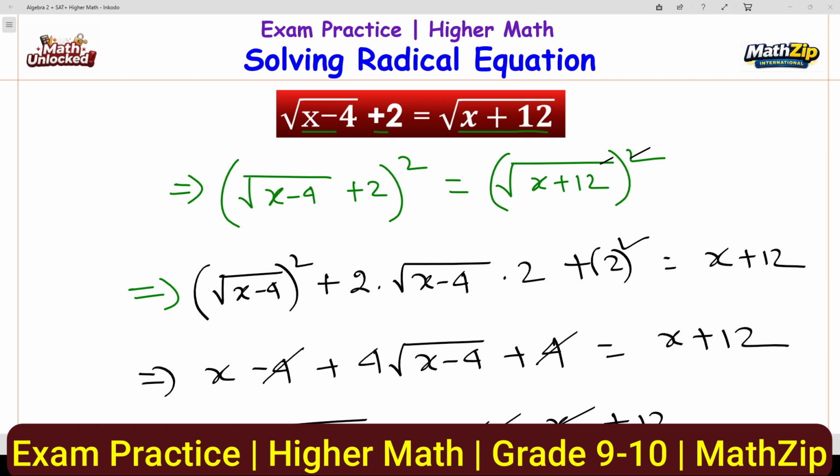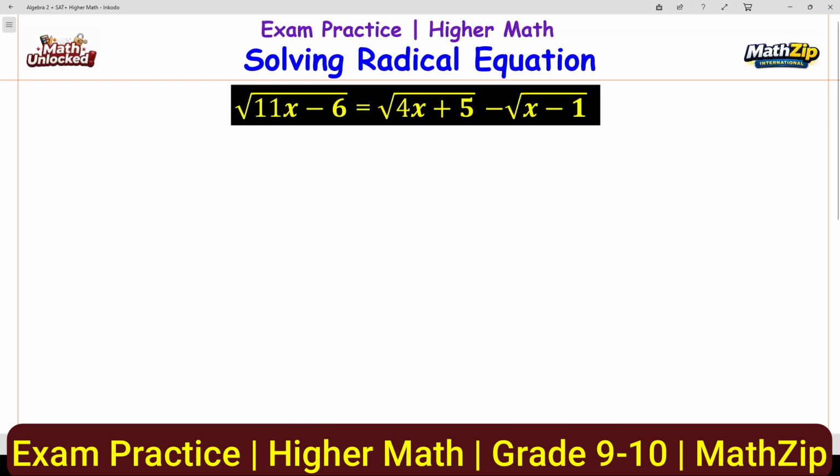In the next video we will try to solve one more radical equation, which is √(11x − 6) equals √(12x + 5) − √(x − 1). It will be the upcoming video. Okay, upcoming video. So the next video will come very soon.